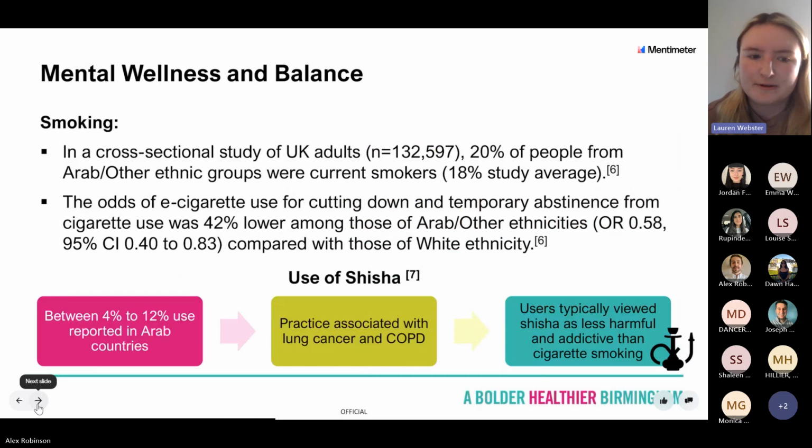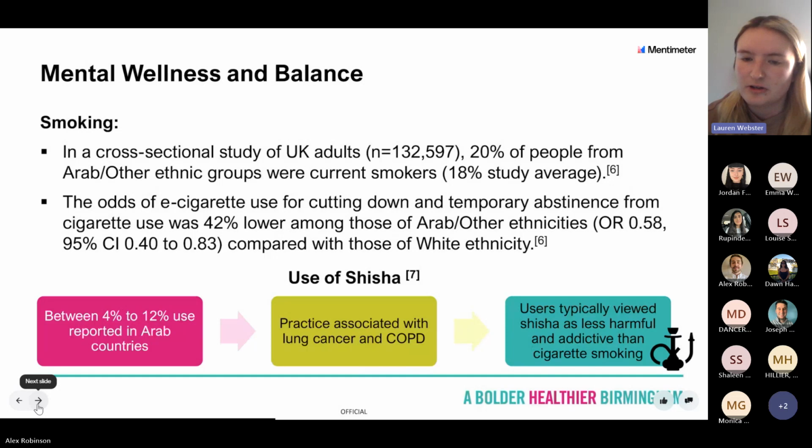So, mental wellness and balance. Smoking: people from Arab and other ethnicities were the least likely to use smoking cessation tools such as e-cigarettes and nicotine replacement therapy. In a cross-sectional study of UK adults, which included 132,000 people, 20% of people from Arab or other ethnic groups were current smokers in comparison to 18% of the study average.